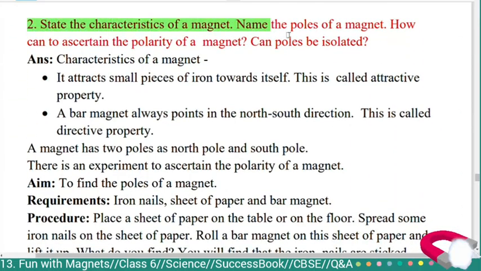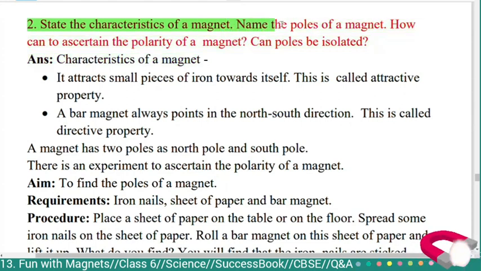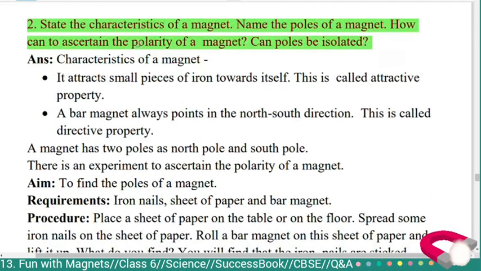Second question. State the characteristics of a magnet. Name the poles of a magnet. How can you ascertain the polarity of a magnet? Can poles be isolated? So we will see the answer for all these questions.